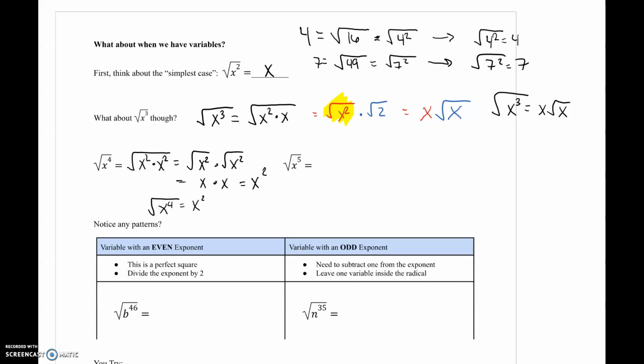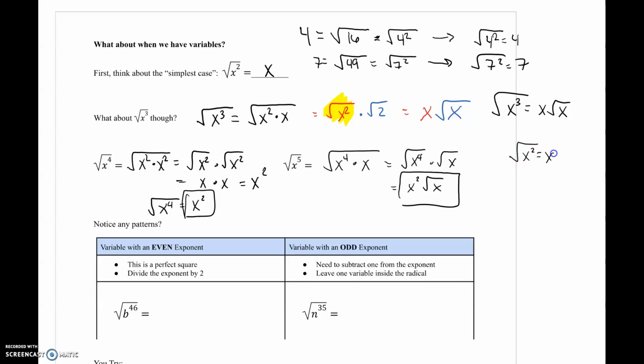Now we got one more. X to the fifth, we can think about that as x to the fourth times x. And we just did the square root of x to the fourth, which we said was x squared. And we can't do anything with that square root of x. It's not simplifiable. So look at these all together. Square root of x squared is x. Square root of x to the third is x times the square root of x. Square root of x to the fourth is x squared. Square root of x to the fifth is x squared times square root of x. You might be noticing a pattern.